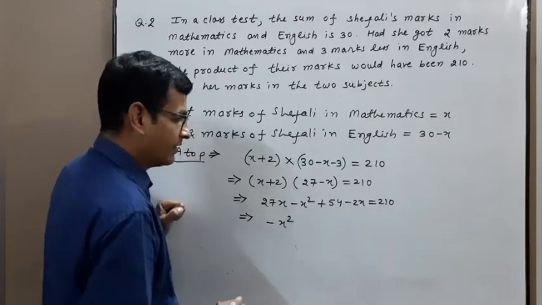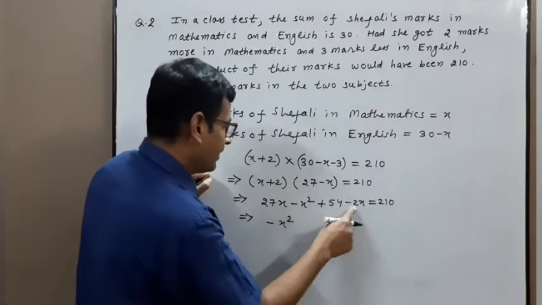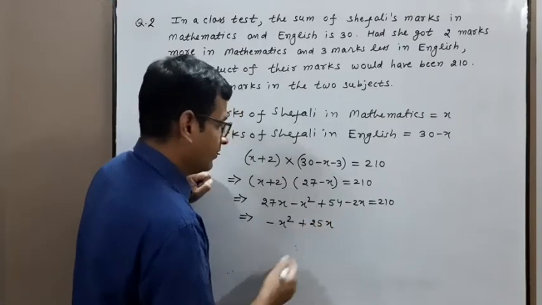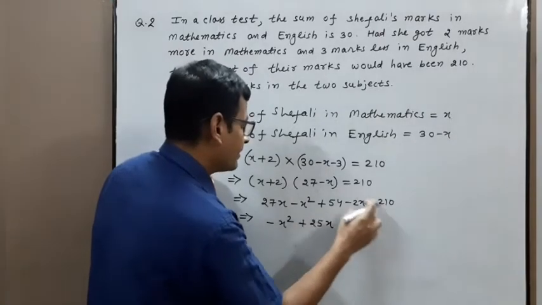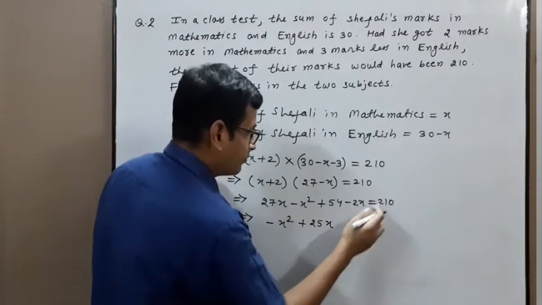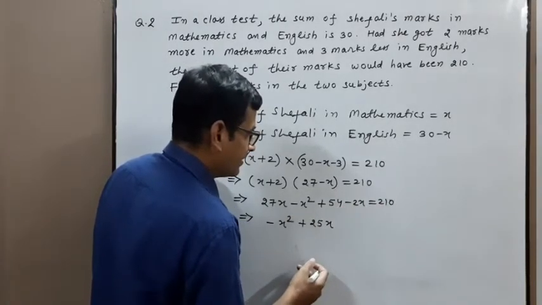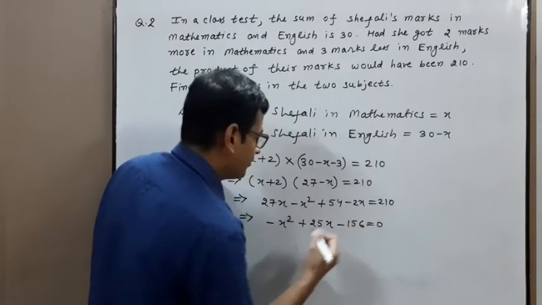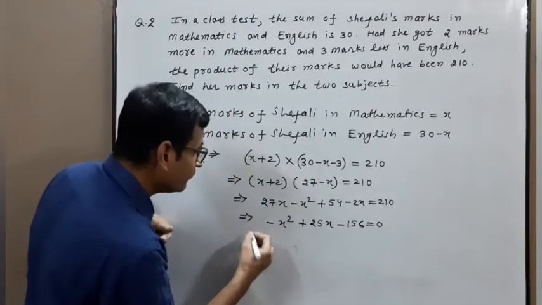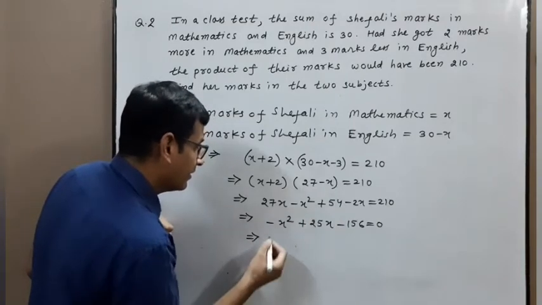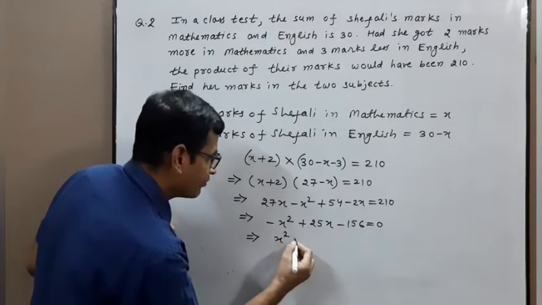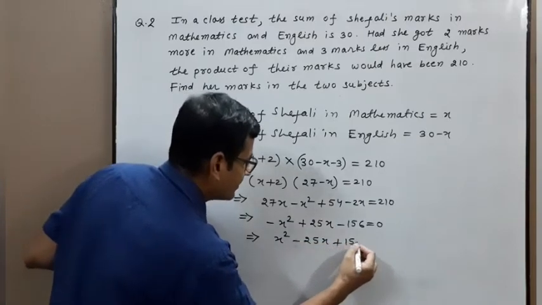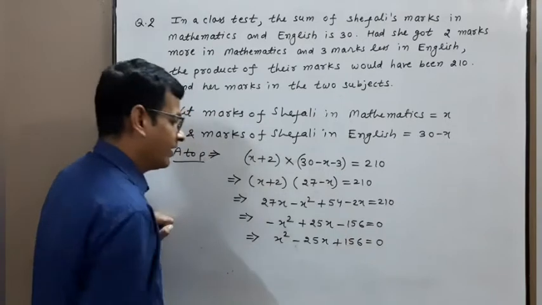Minus x square, 27 minus 2, 25x, 54 minus 210. So 210 minus 50, 160 minus 4, 156. So minus 156 equal to 0. Multiply through by minus sign. So x square minus 25x plus 156 equal to 0.